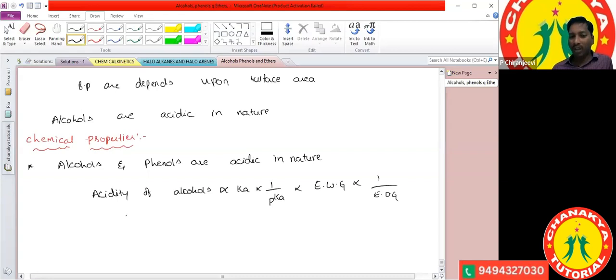Now, shall we compare something here? We have alcohols, phenols, and the water molecule. First I'm going to write phenol, water molecule H2O, and alcohol. So, which one is more acidic in nature: phenol, water molecule, or alcohol?